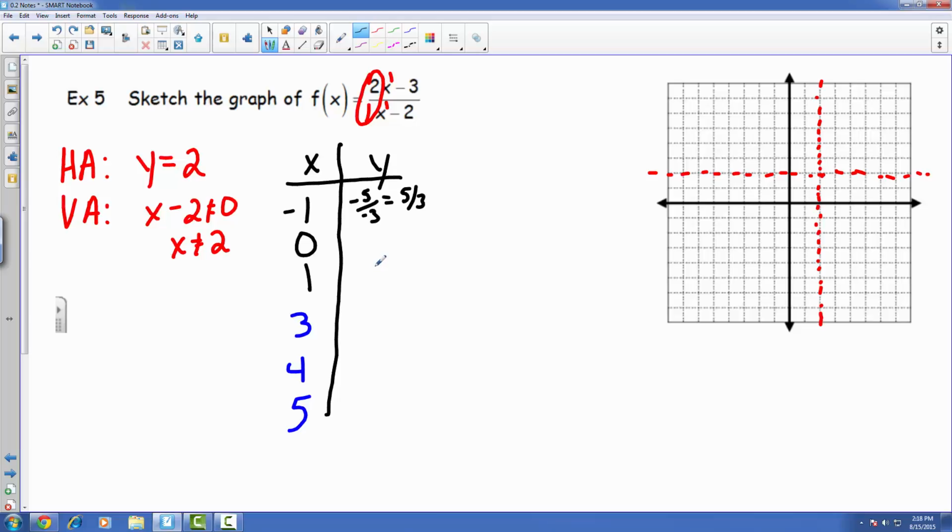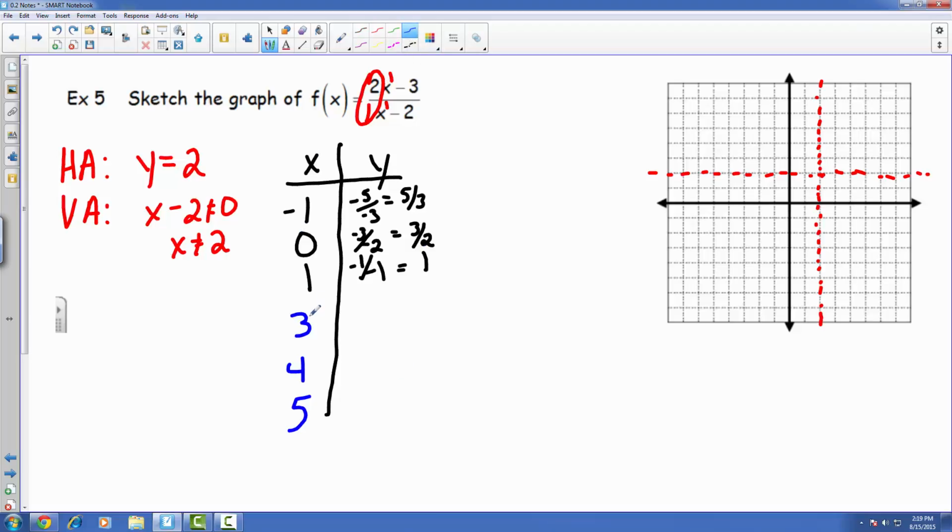If we try plugging in 0, then we end up with 0 minus 3, that's -3, divided by 0 minus 2 is -2. So ultimately, we end up with positive 3/2. When we throw 1 in, we end up with 2 minus 3, that's -1, over 1 minus 2, that's -1. So ultimately that'll just come out to be positive 1.